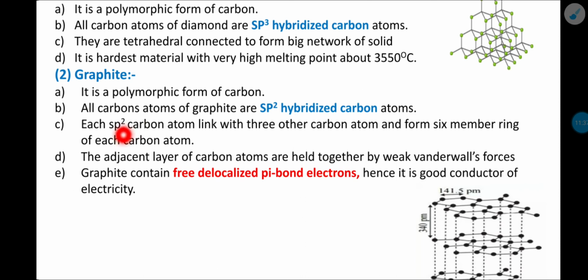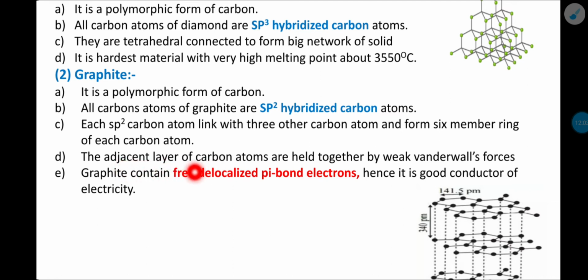Each sp2 carbon atom links with three other carbon atoms and forms a six-membered ring of carbon atoms here. Each carbon forms links with three others like that: this side, this side, and this side, to form a six-membered hexagonal ring.